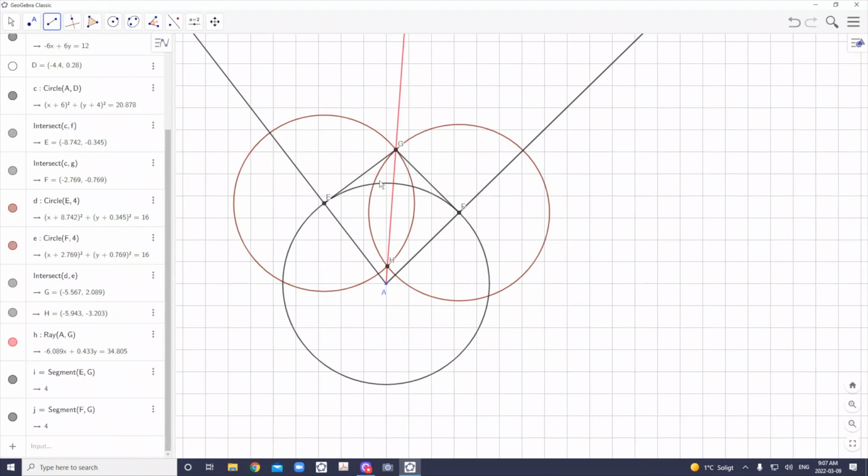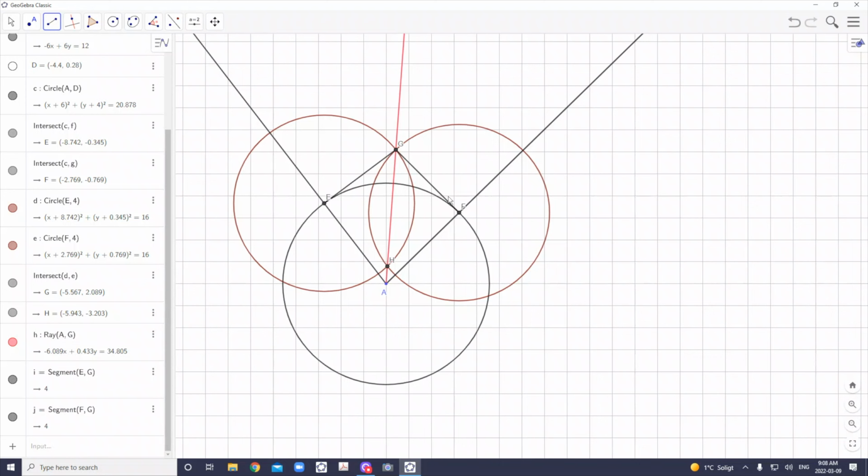Because E, A and F, A are equal. Why? Because they are radii of the bigger circle. Yeah, so they are equal. And E, G and F, G are equal. Why? They're also radii of the same circle. Not the same circle, but they both have the same radius, yes, by construction. And then they have the same line, AG, in common. So triangle AEG and triangle AFG are congruent because of the side-side-side theorem.